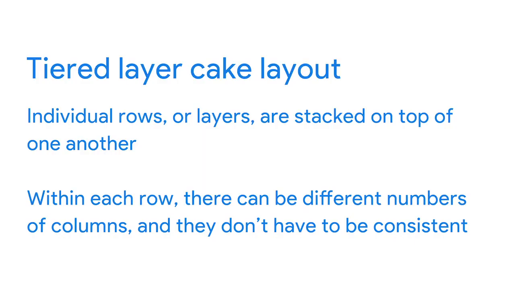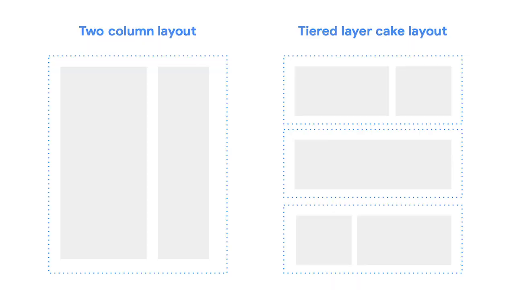And last but not least, let's check out a tiered layer cake. A tiered layer cake is just what it sounds like. It looks like a layered cake with individual rows or layers stacked on top of one another. Within each row, there can be different numbers of columns, and they don't have to be consistent. The tiered layer cake layout is often used in responsive website design, as layers can easily be swapped out or moved around. The tiered layer cake layout differs from a regular multi-column layout in that there is no all-encompassing container or long-running sidebars. There can be multiple columns within a layer though.